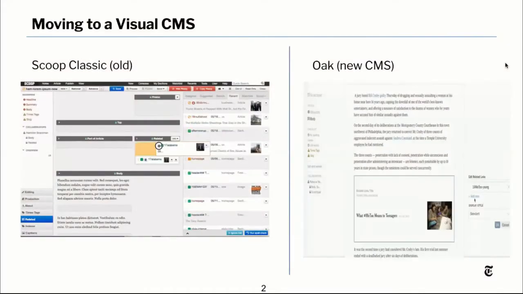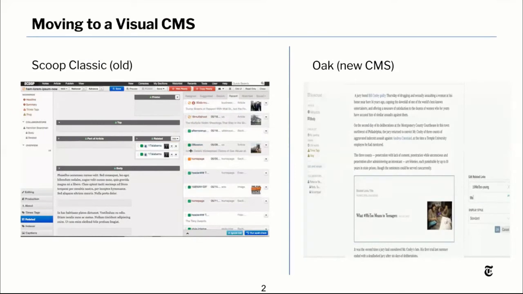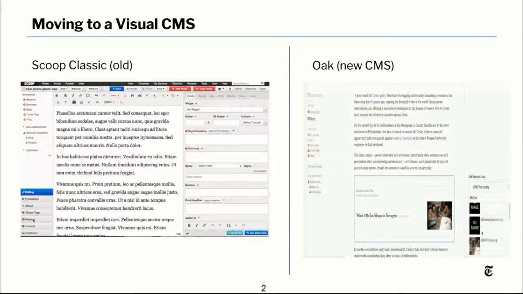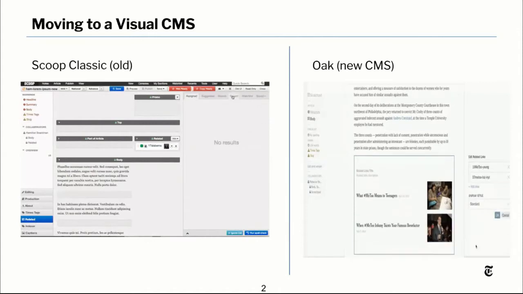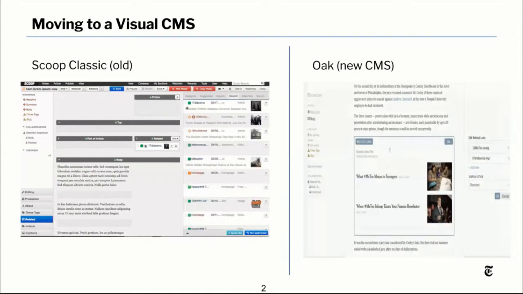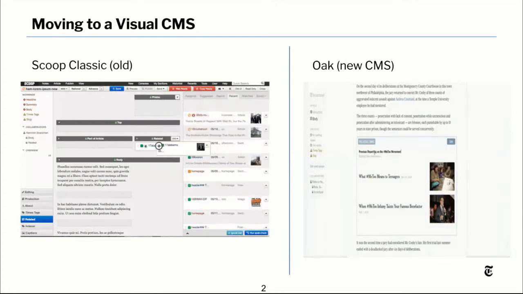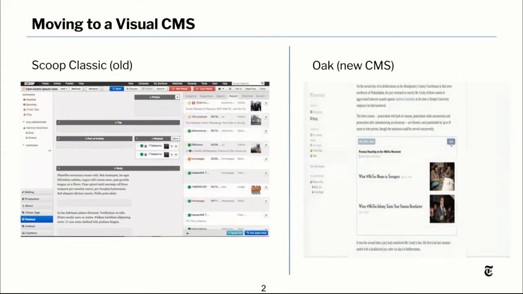Our previous CMS was built around people's jobs. So digital producers worked in the production tab, editors worked in the article body, and reporters for the most part filed their stories through email, so they weren't even working in our previous CMS. As you can see, the tool was complicated and difficult to navigate. It didn't at all represent what our readers were seeing when they would click onto a story.